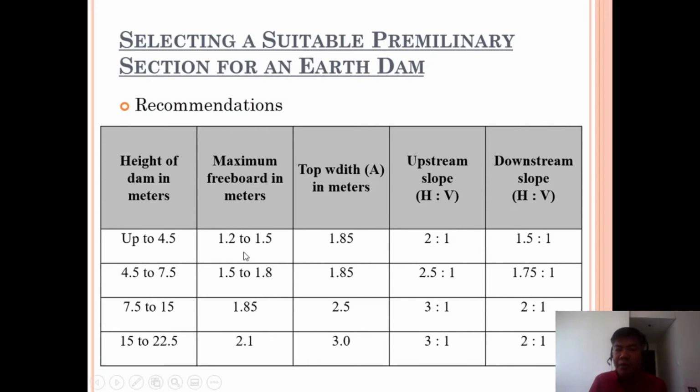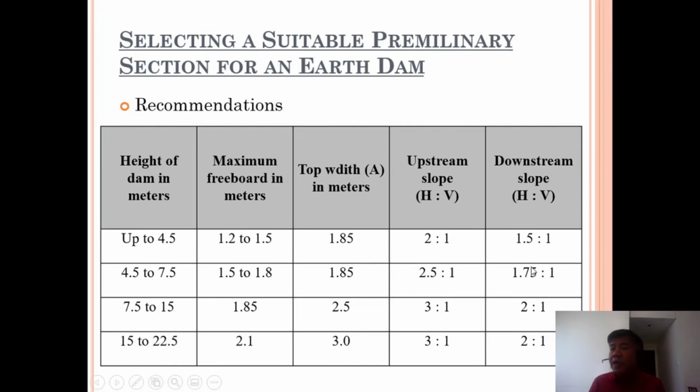So the maximum freeboard can be 1.2 to 1.5, which is lower than the freeboard suggested by the U.S. Bureau of Reclamation. Then the top width, you don't need to compute. You just have it as 1.85 immediately if it is less than that. So it is almost 2 meters. Then the upstream slope is 2 is to 1, and the downstream slope is 1.5 is to 1.